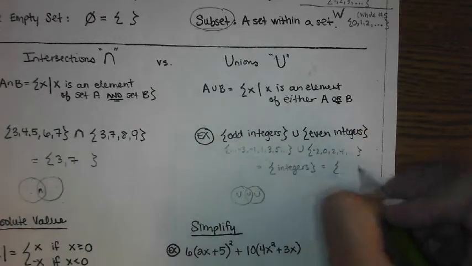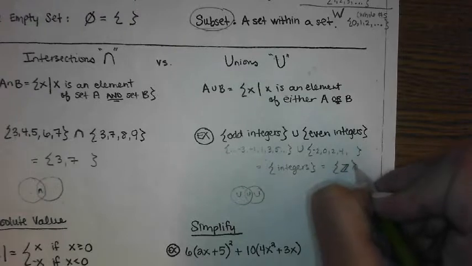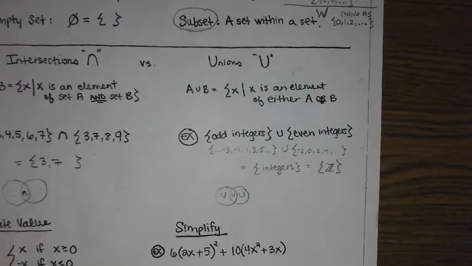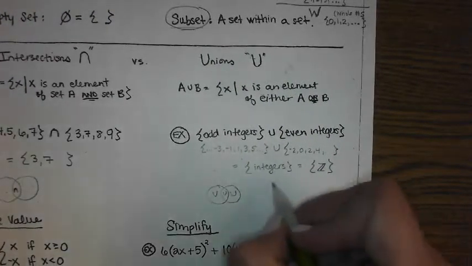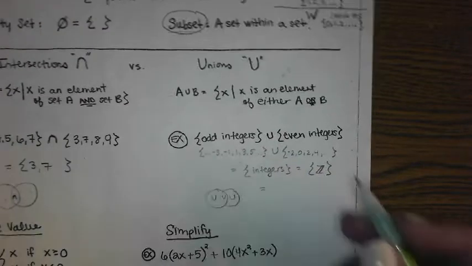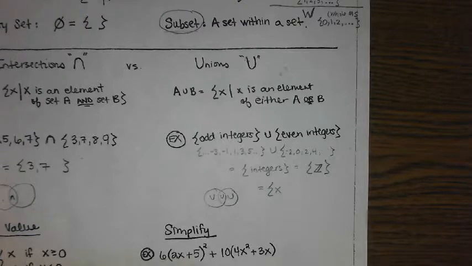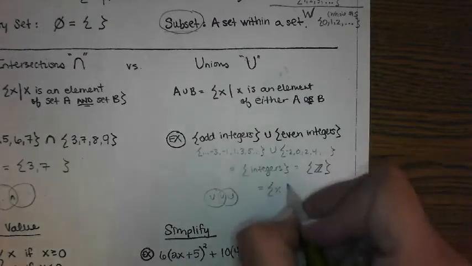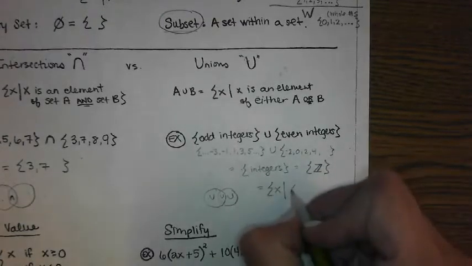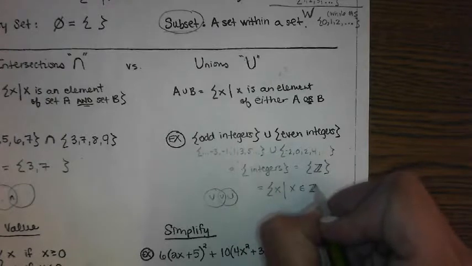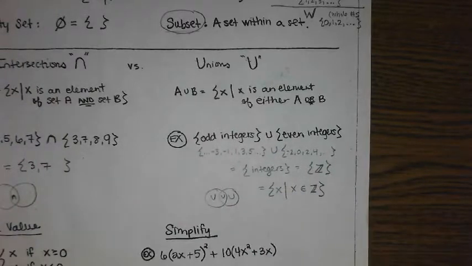So we could say just integers, or we could use our symbol, or we could use that set builder notation. So all x's such that x is an element of the set of all integers.